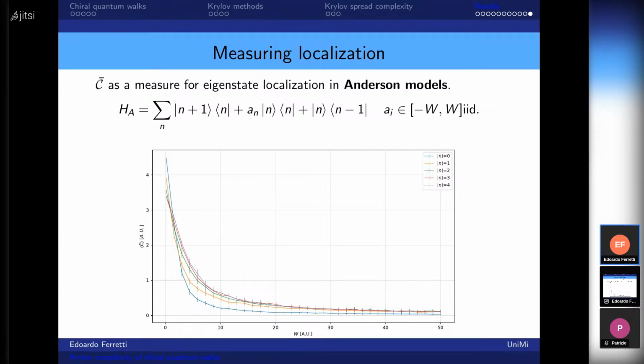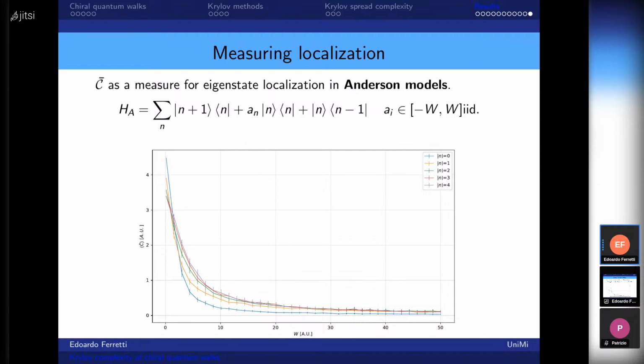Sorry? Oh, the curves. Yes. To prove the result more robustly, I tried different initial states. So 0 is at the edge of the chain, and this is a 10 nodes chain.